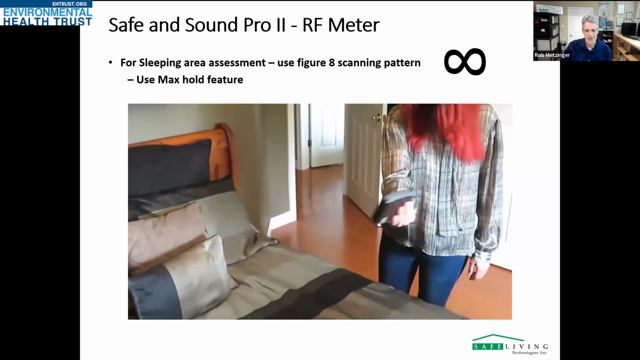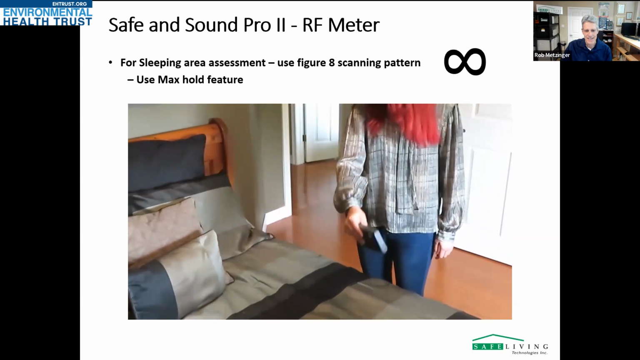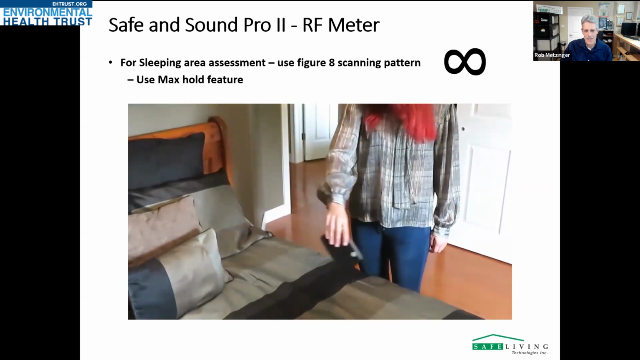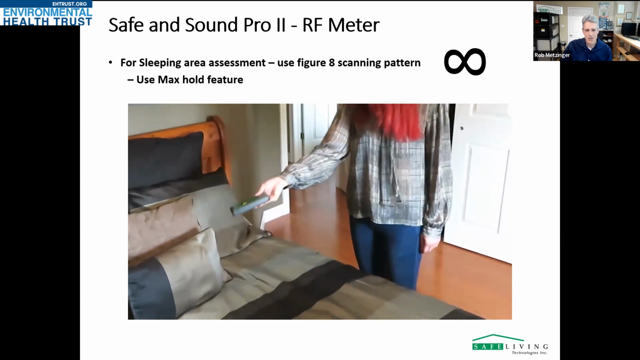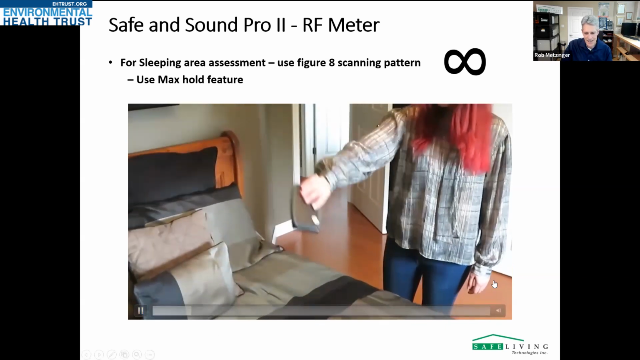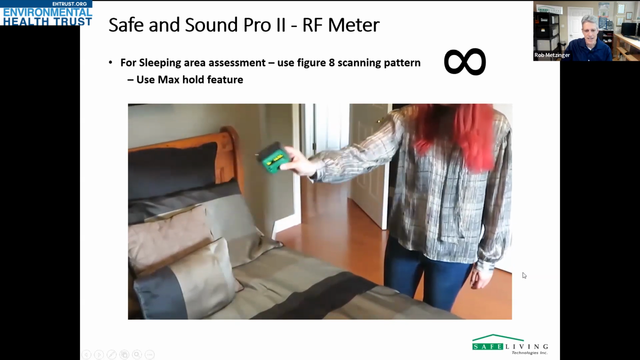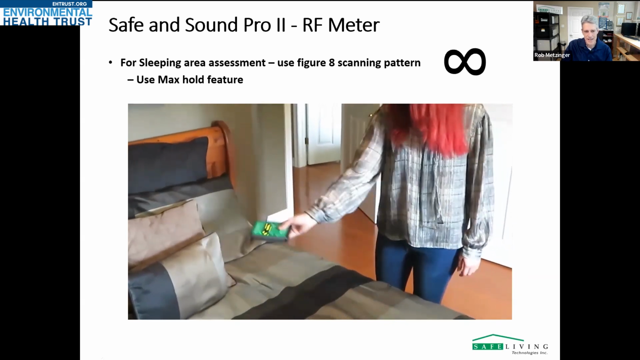So you can see the figure 8 pattern that we're doing here. And that rotates that antenna in all directions so it can capture signals hitting that area that are coming from the top, the bottom, the left and right. And then you'd basically do it again. You do this 2 or 3 times and look at your max hold reading.